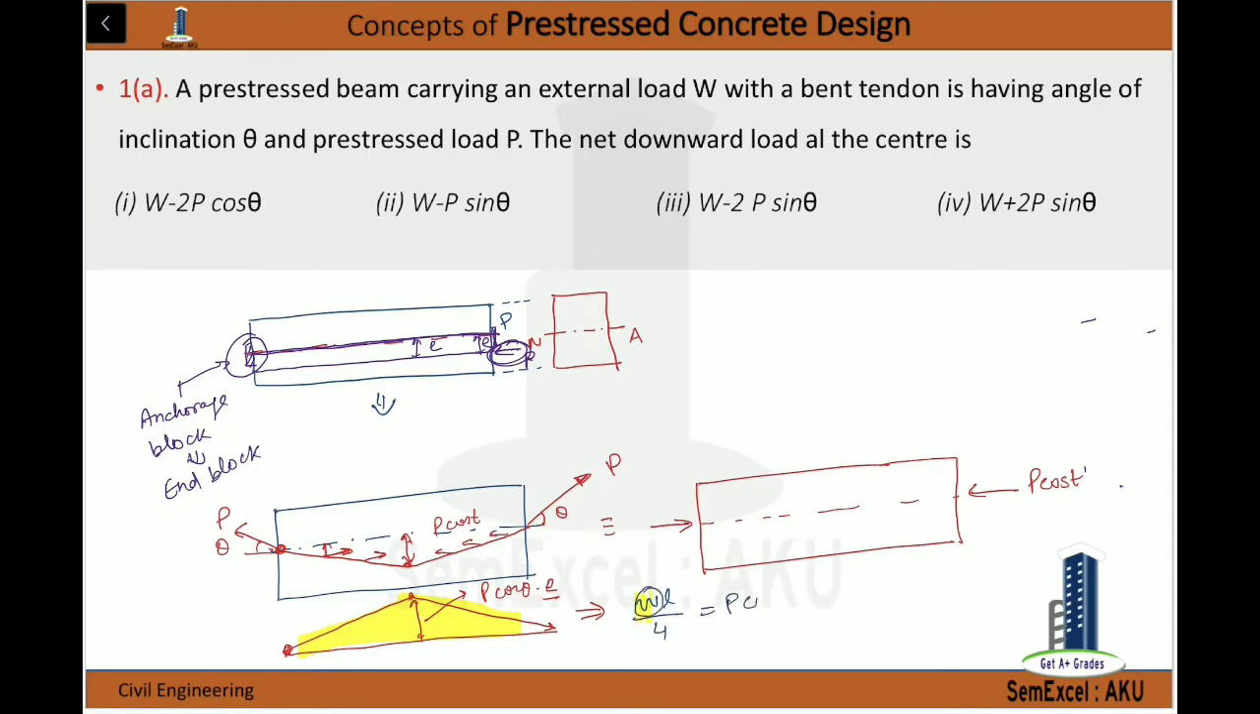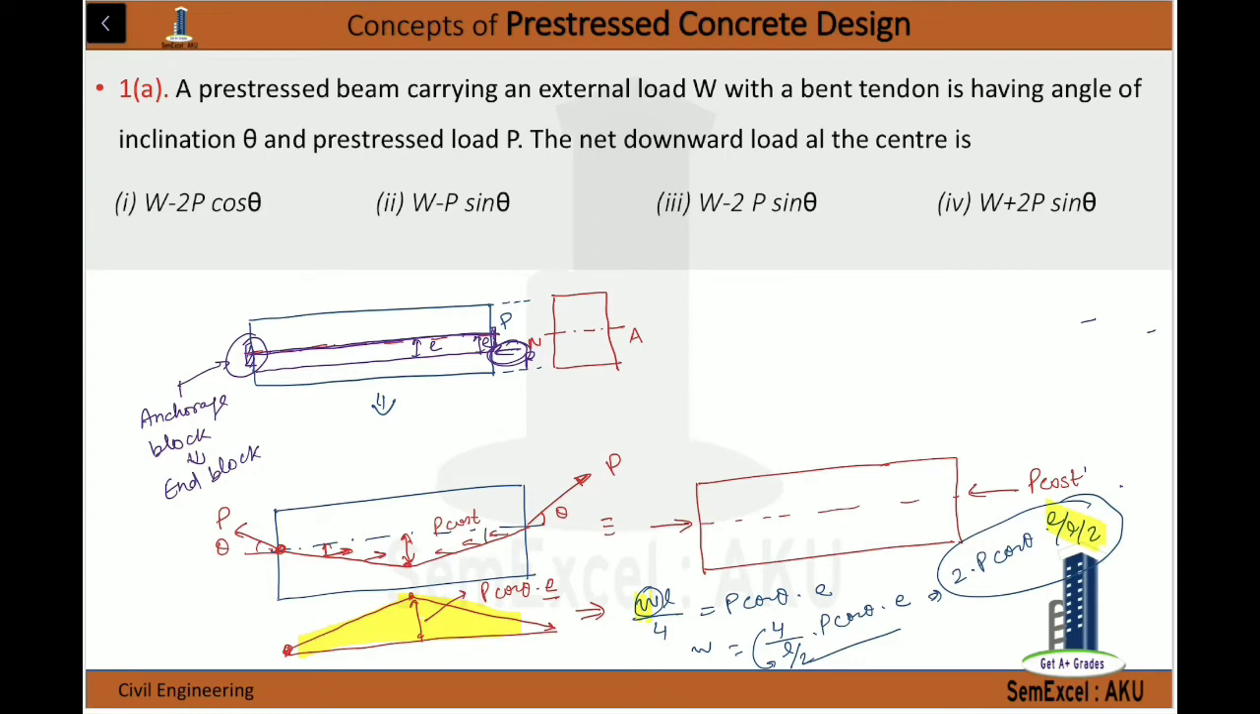WL by 4 will be equal to P cos theta into e. W will be equal to 4 by L into P cos theta into e. Now I am arranging this term like this: 2 into P cos theta into e by L by 2, right? We have written 2 into 2 and we send 2 to the bottom like L by 2. Again e by L by 2, this value is nothing but tan theta.